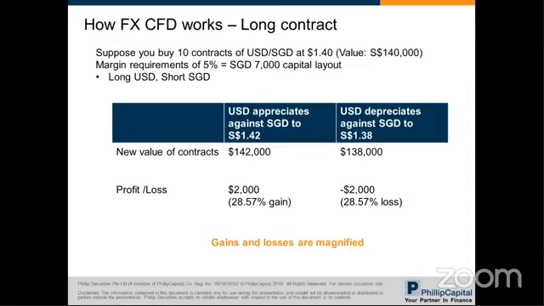Based on those scenarios, the first one: if it works in your favor and USD appreciates against SGD to $1.42, you make a gain. Your new contract value is 142,000. The profit will be $2,000, and this will translate into a 28.57% gain based on your capital outlay of $7,000. Likewise, if it depreciates to 138, you're losing 2K. So it will be a loss in this case. Your gains and losses will be magnified because of the leverage effect of FX.